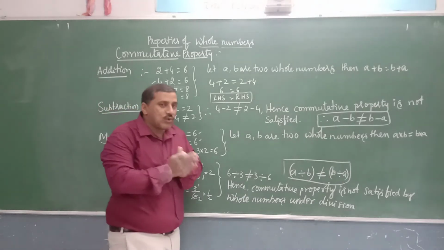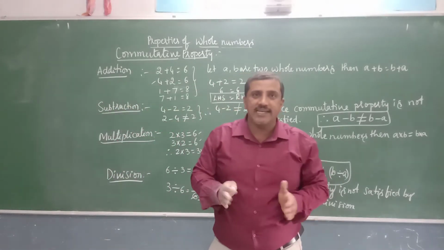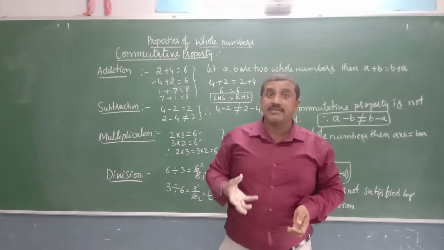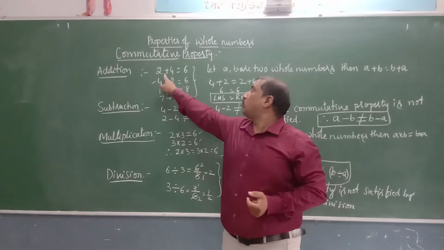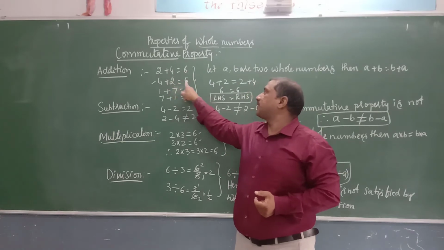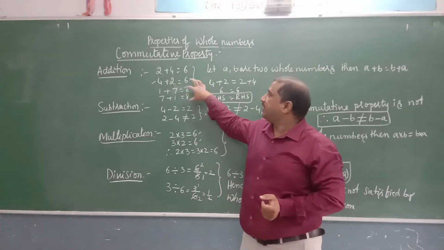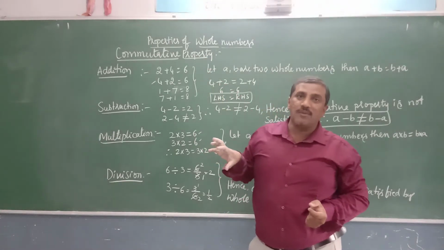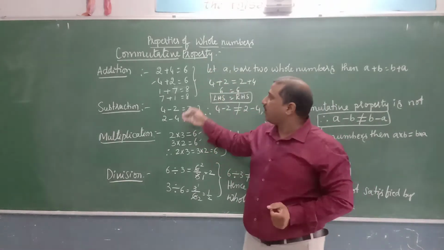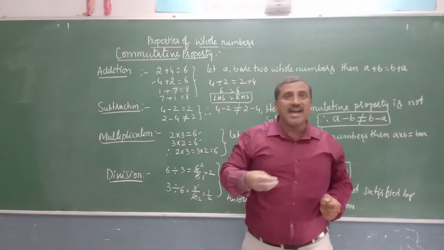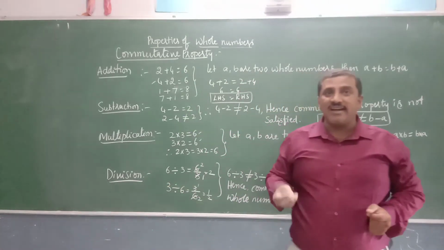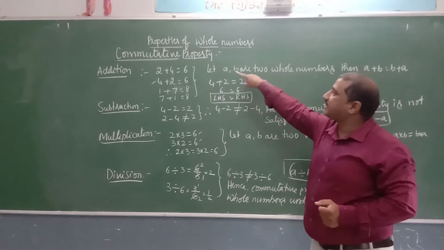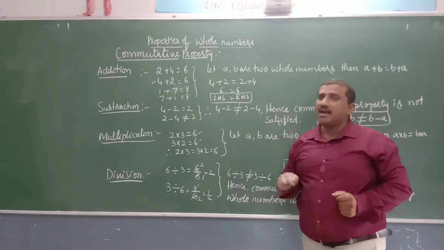If you add two whole numbers in any order, irrespective of the order, their sum is the same. That's why 2 plus 4 is equal to 6 and 4 plus 2 is equal to 6. So this property is known as the commutative property under addition. If you take any two whole numbers and add them in any order, we always get the same sum. Hence, this property is satisfied by whole numbers under addition.